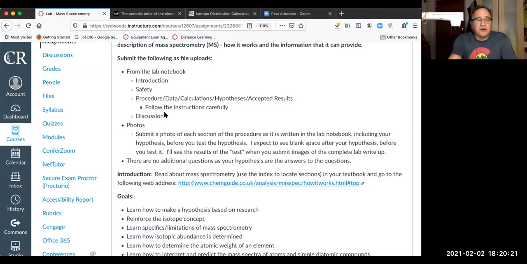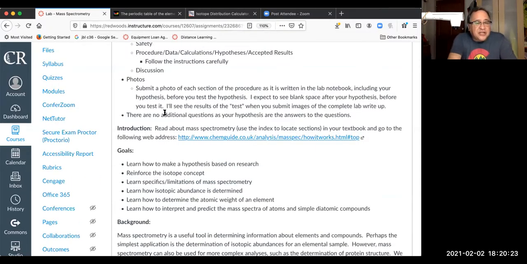You're going to submit photos. Submit photos of each section of the procedure as it is written in the lab notebook. Include your hypothesis before you test it. So we're going to practice testing hypotheses today. And I expect to see a blank space after your hypothesis because it's the last thing you put in your lab notebook. There are no additional questions, as your hypotheses, that should be plural, are the answers to the questions.